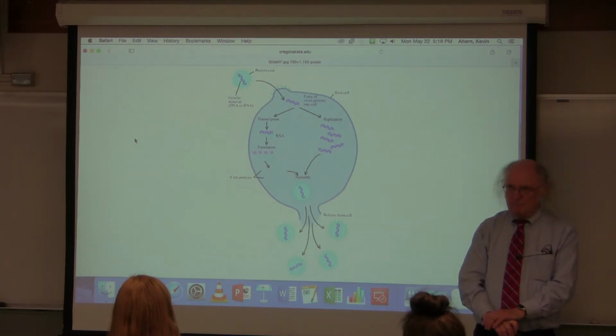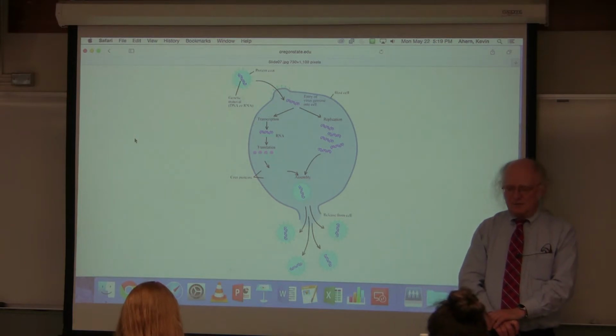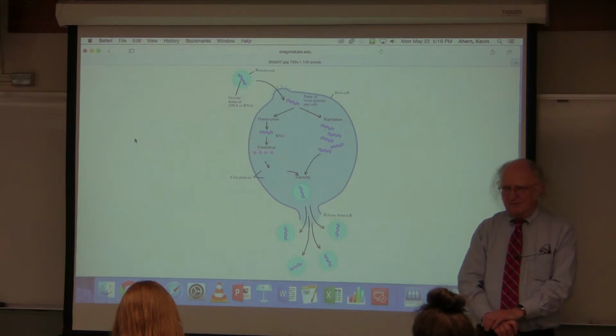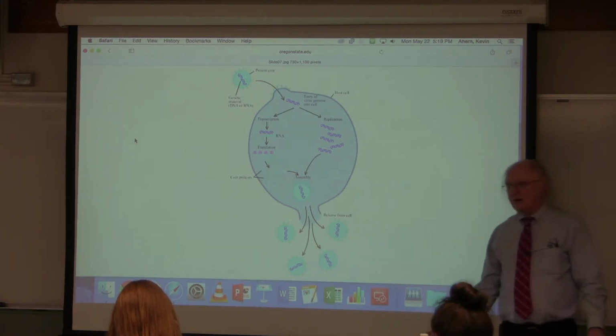Reverse transcriptase takes single-stranded RNA, and does it make single-stranded DNA first, and then regular DNA-dependent DNA polymerase fills in the rest? Okay, so it's a good question. It turns out the reverse transcriptase can make both strands.